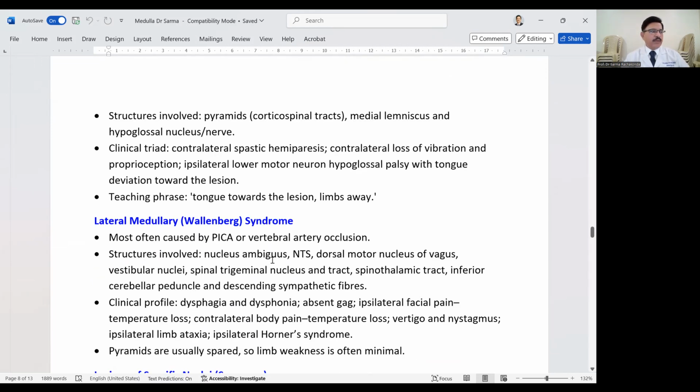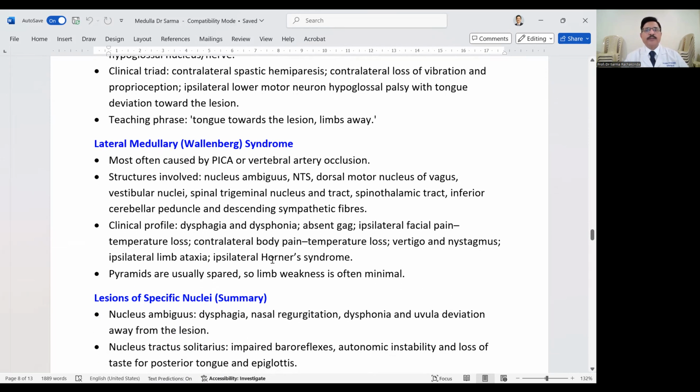Okay. Now, lateral medullary syndrome. What is the artery supplying? Posterior inferior cerebellar artery or vertebral artery. Medial medullary syndrome, anterior spinal artery. This is posterior inferior cerebellar artery, also called Wallenberg syndrome. Vertebral artery is involved. What are the structures in the lateral part? Nucleus ambiguus is there, NTS is there, dorsal motor nucleus DMNV is there, vestibular nuclei are there, spinal trigeminal nucleus and tract are there, spinothalamic tract is there, inferior cerebellar peduncle is there, descending sympathetic fibers. Lateral part of the medulla is so very densely packed with all these things.